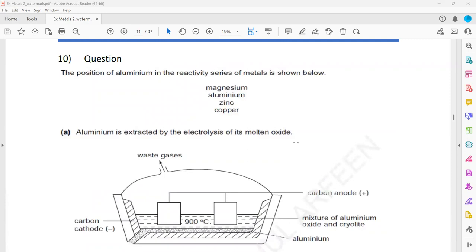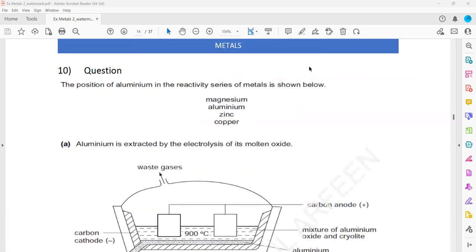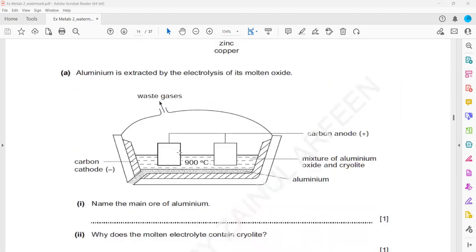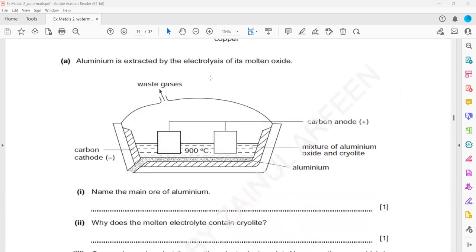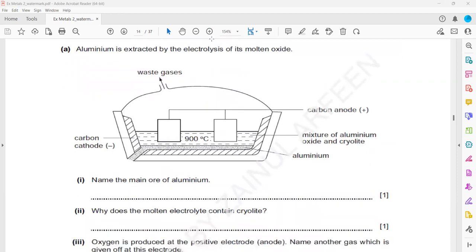In question 10, the position of aluminum in the reactivity series of the metals is shown. As we go down, the reactivity is decreasing: magnesium, aluminum, zinc, and copper. Aluminum is extracted by electrolysis of the molten oxide, which is usually aluminum oxide. The anode and cathode are made of graphite. Name the main ore of aluminum. That is bauxite.